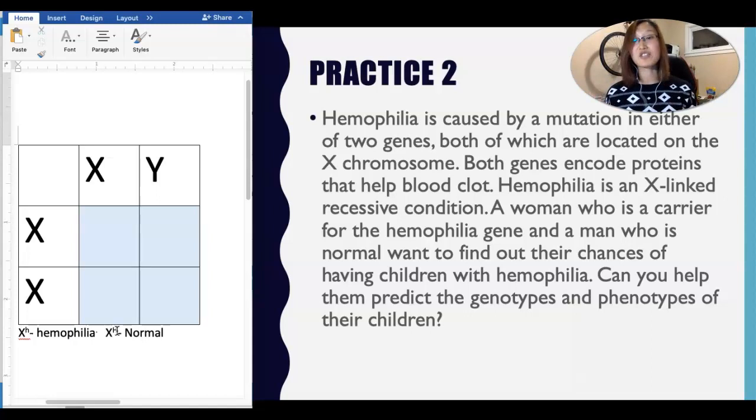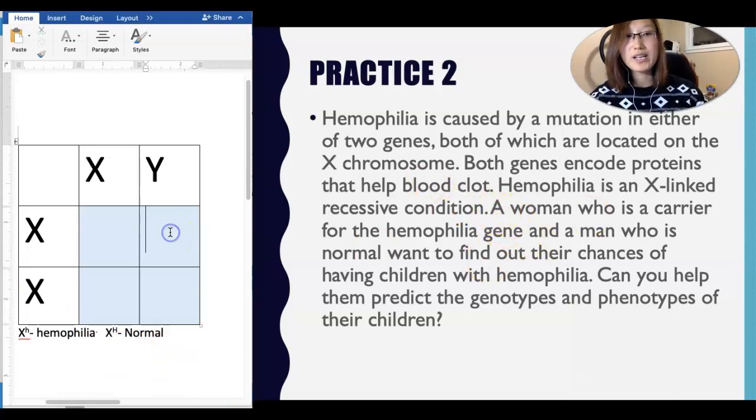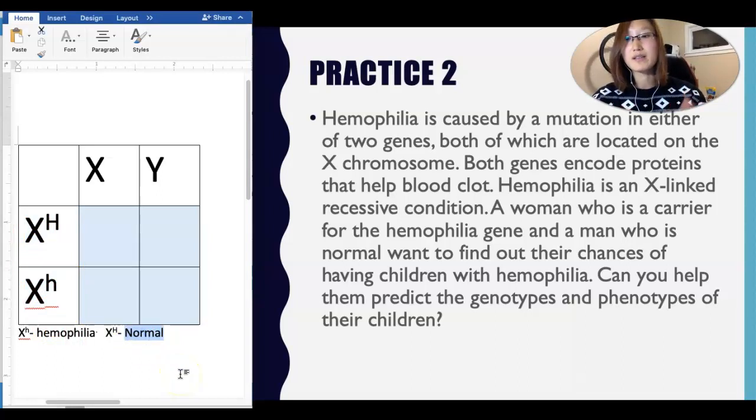Sometimes having a certain condition could be the dominant trait. There could be an X-linked dominant condition, right? So you want to make sure that you're reading the question and writing down the notations as you go along. When you look at this question, it says a woman who's a carrier for the hemophilia gene. So that means this woman is X big H, X little h. This woman is going to show the normal phenotype because it's heterozygous, right? So the dominant trait, the normal condition, is going to be the actual phenotype of this lady.